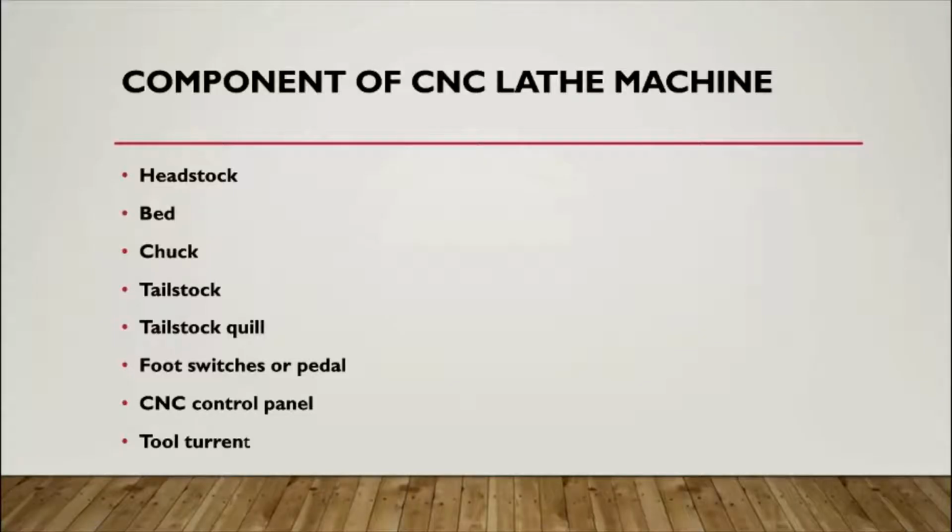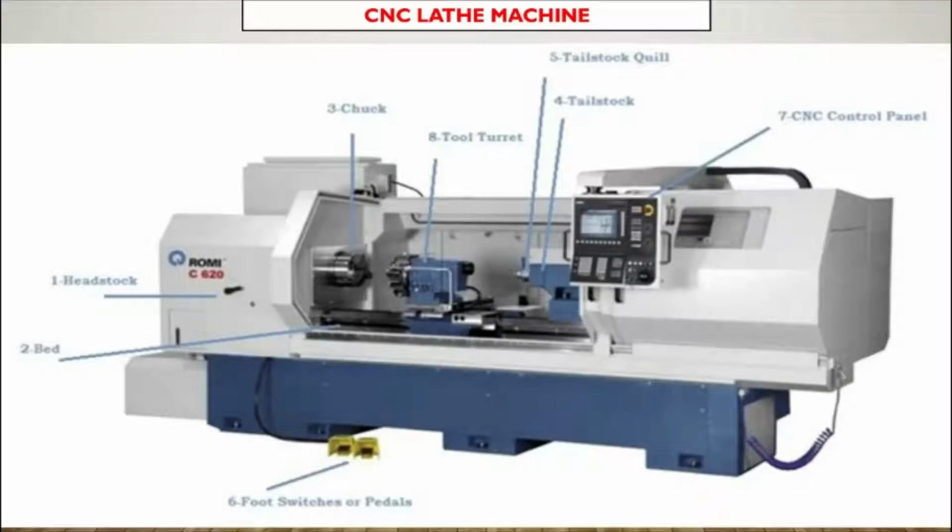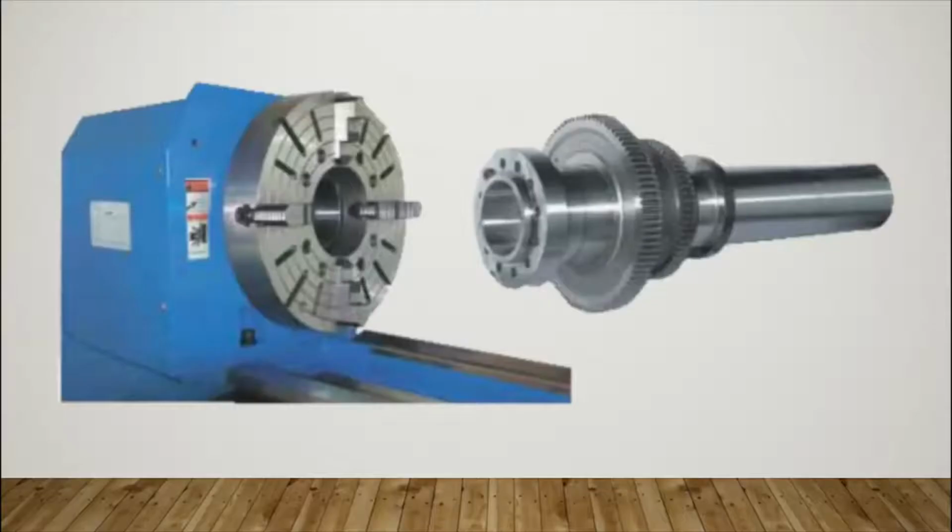Second, we understand the components of the CNC machine. A CNC machine has many components: headstock, bed, chuck, tailstock, tailstock wheel, foot switch or pedal, CNC control panel and tool turret. This diagram shows various components of the CNC machine. The first is headstock, second bed, third chuck, fourth tailstock, fifth tailstock wheel, sixth foot switch or pedal, seventh CNC control panel, eighth the turret tool.